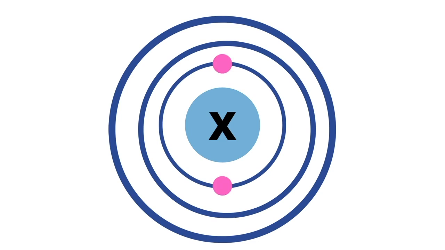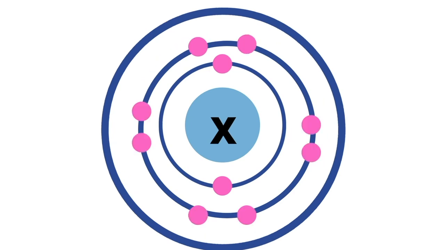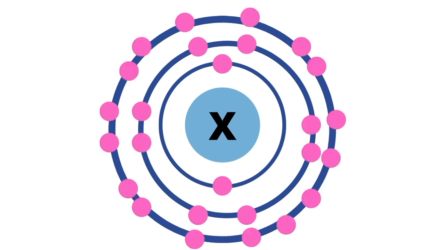We always fill these energy levels starting with the innermost, then working our way out towards the outermost. So we fill up the innermost and then we go on to the next shell. The first energy level can only hold 2 electrons. The next can hold up to 8 electrons. The third can hold up to 18.